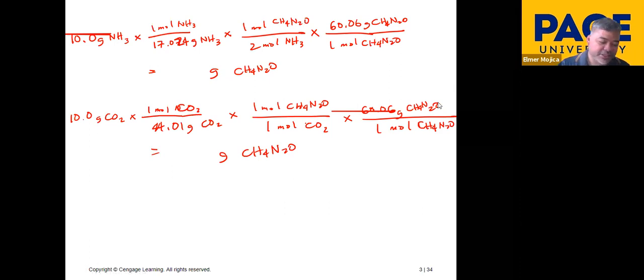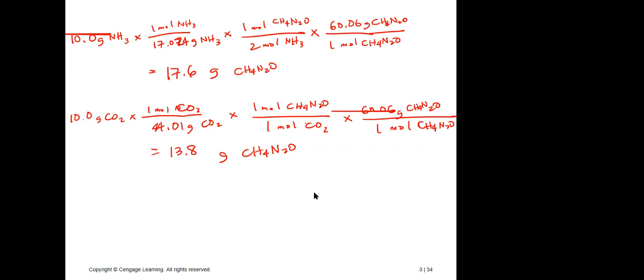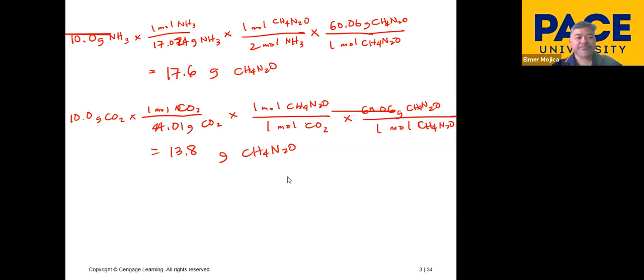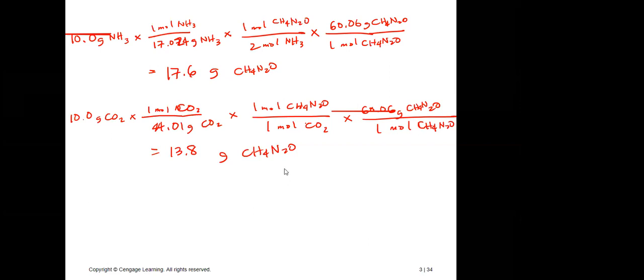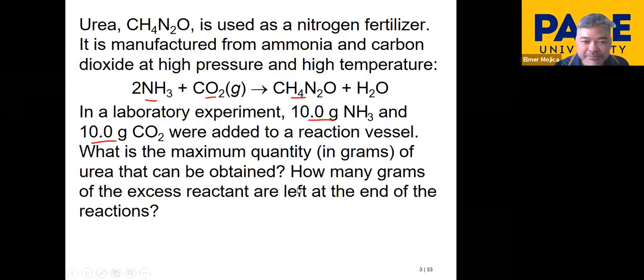So based on my calculation here, I get around 17.6 here, and I get around 13.8 here. So which is the limiting reactant? CO2. The CO2. Okay. Now we have already solved the problem.